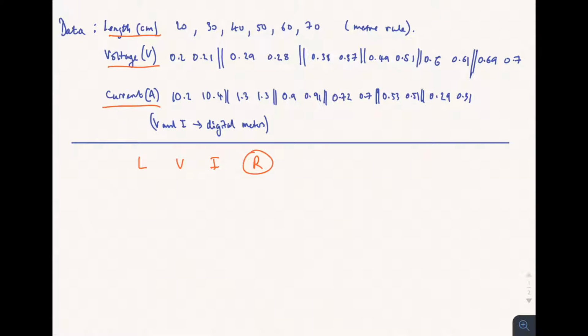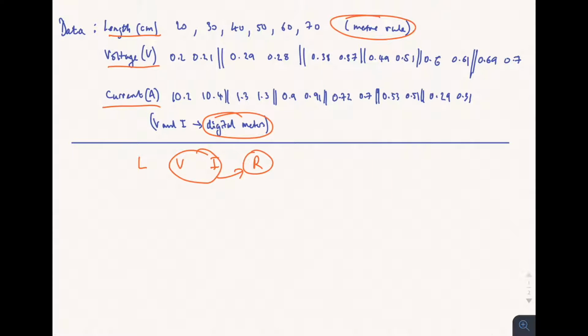So you notice that resistance is not in this set of data. We will calculate it from the voltage and the current. We use those to calculate using V equals IR. Now, I've put next to the data the device that was used to take the measurements. For length, it was the meter rule, and digital meters were used for the voltage and the current.